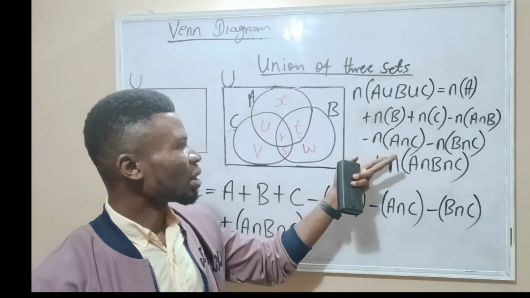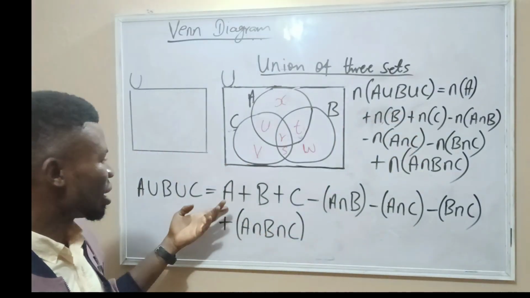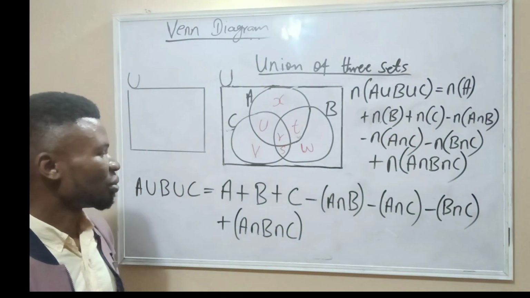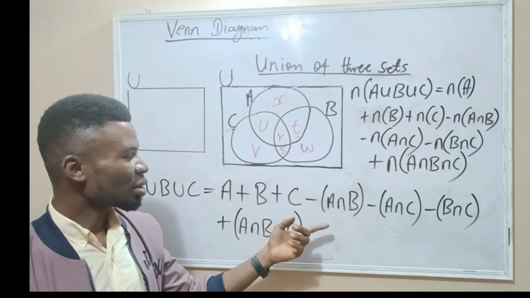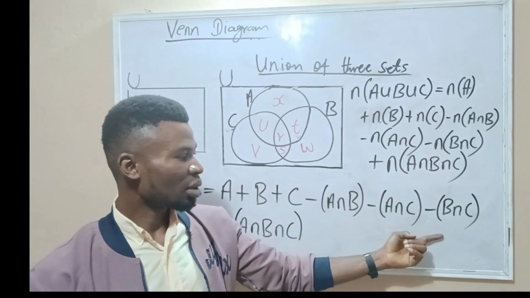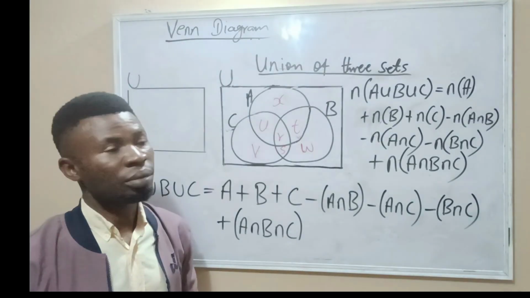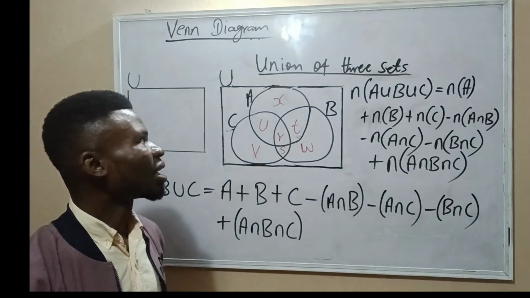So this is it. If you're asked to get the number of elements in A union B union C, just put the number of elements in all these ones. So I hope you grab this when I explain it. It's very simple. The formula is very simple. Just everything in A, plus everything in B, plus everything in C, minus everything in the intersection of AB, minus the intersection of AC, minus the intersection of BC, then plus the intersection of all of them. So that is it for the Venn diagram. That is just the explanation.